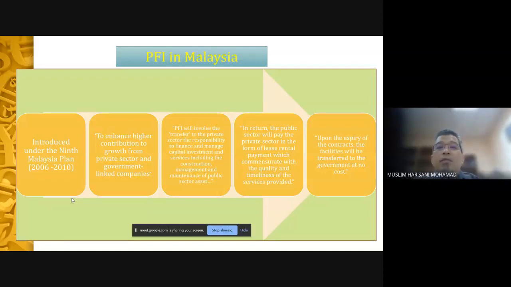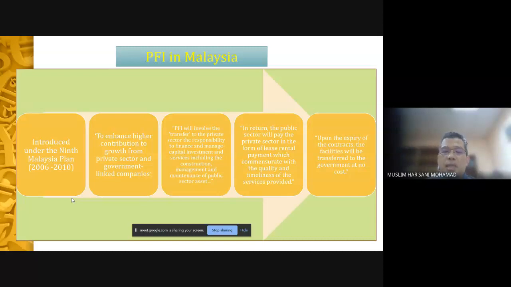Okay, PFI will involve the transfer to the private sector of the responsibility to finance and manage capital investment and services, including the construction, management, and maintenance of public sector assets. So that's why if you look at the features of PFI in Malaysia, it's very similar to what is being done in the UK, right? In return, the public sector will pay the private sector in the form of lease rental payment. Okay, so in Malaysia, they don't call it unitary charge, they call it lease rental payment.